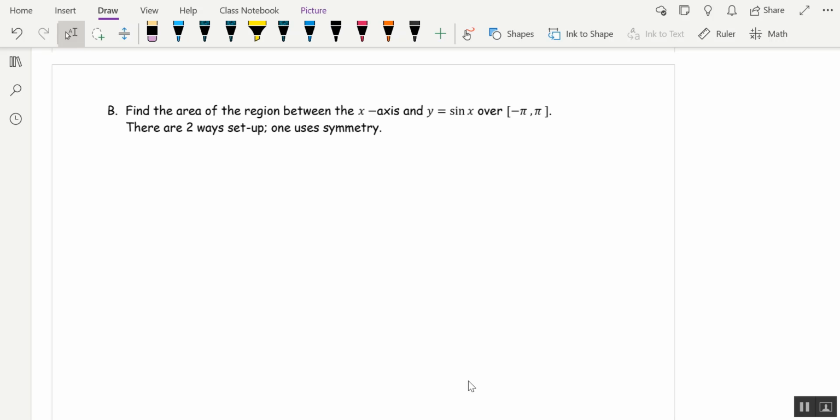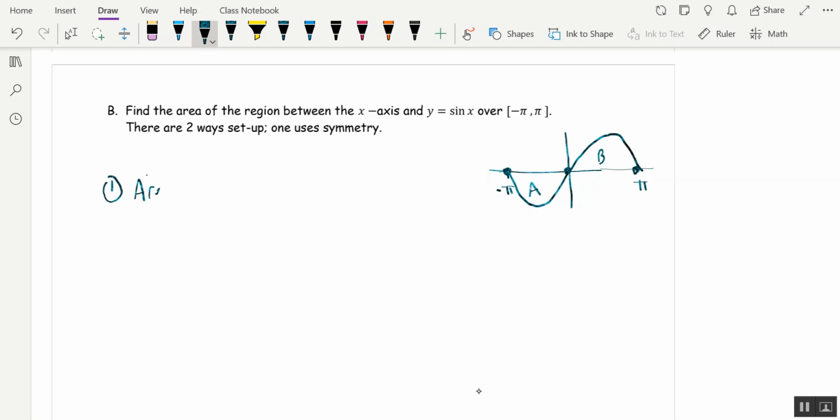All right, let's do a couple more. In this problem, the picture's not given to us, so we need to figure it out. We want the area bound by the x-axis and sine x over the interval from negative pi to pi. Well, sine of negative pi is 0, sine of 0 is 0, and sine of pi is 0. And the curve looks like this. So I'll call this region A and this region B. We're going to do two setups, and we'll evaluate the second setup. So the first setup doesn't use symmetry.